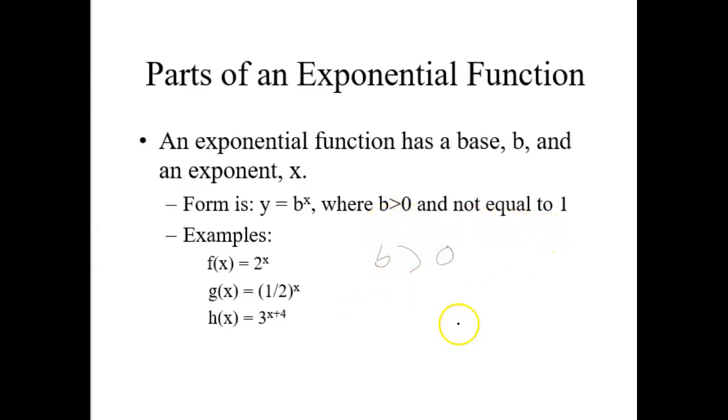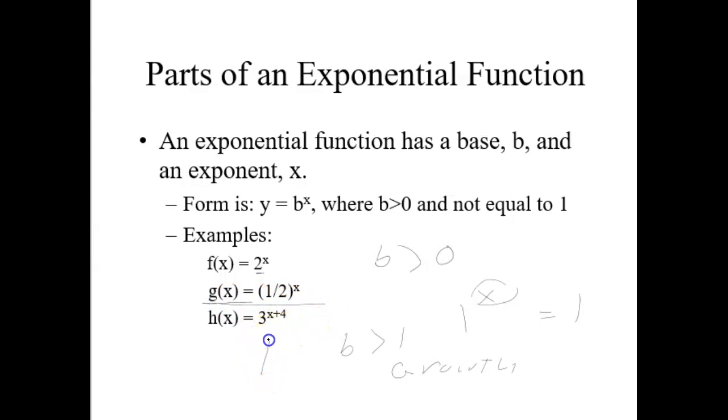And then not equal to 1, because if I had 1 to the x, no matter what I put in for x, I would always get 1. It would always be just 1. So that's not very useful. But when b is greater than 1, we have growth. When b is between 0 and 1, as in the case of g of x here, we have decay. The function will get smaller as time goes on.